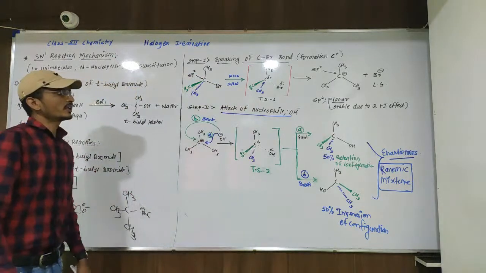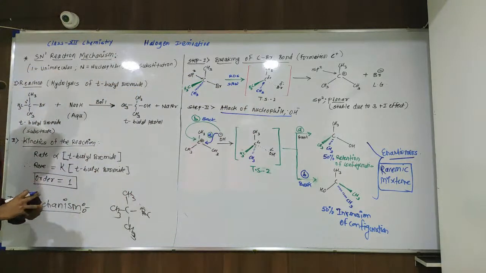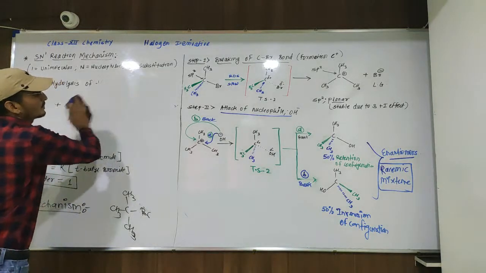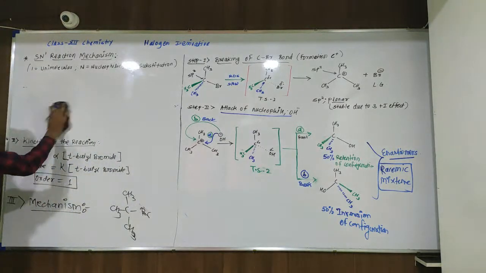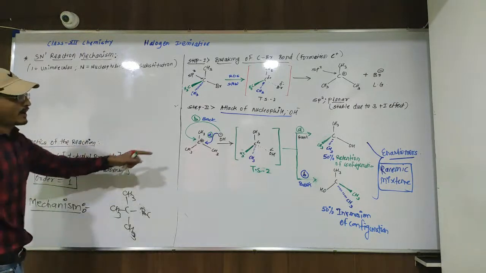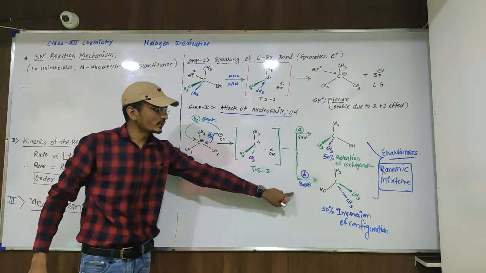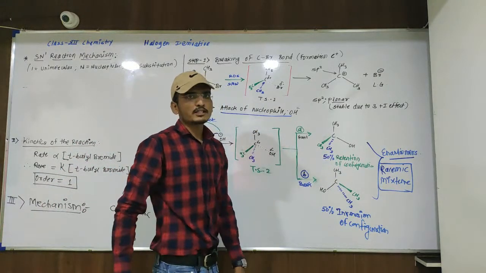So what are the steps in the mechanism? First is the breaking of the C-Br bond, that is, the formation of the carbocation. In the next step there is an attack of the nucleophile, OH minus, and there is a formation of the racemic mixture.